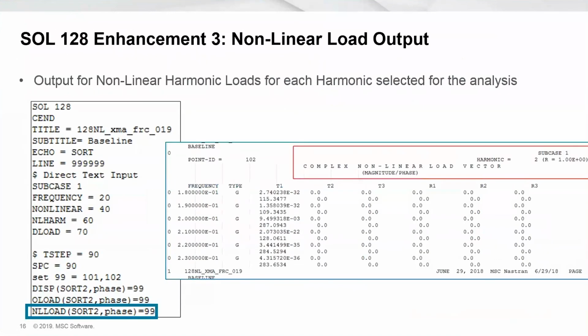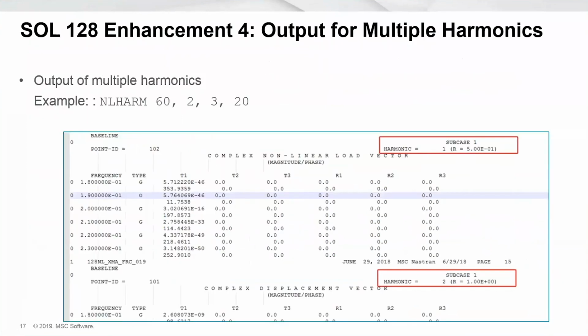The third enhancement is the nonlinear load output. As you can see, the new NLLOAD entry is there, and you can request it for SORT2 phase, and then you will get the output in the F06 file like this. The fourth one is the output for multiple harmonics. So you can now output the harmonics for not just harmonic 0, but for multiple harmonics. And the output can be requested in OP2 and HDF5 files as well, along with the F06 file.